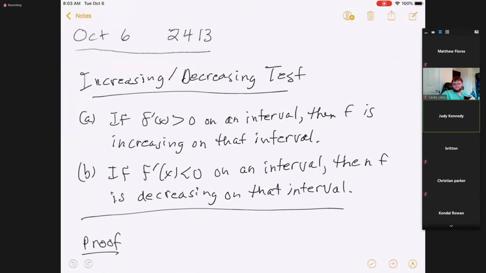Okay, we started talking about this yesterday. I don't think that I got even an example worked, but we'll work plenty today, okay? The increasing, decreasing test. If you have a function f and it has a positive derivative on an interval, that's going to mean that f is increasing on that interval. Okay, we talked about what increasing and decreasing meant.